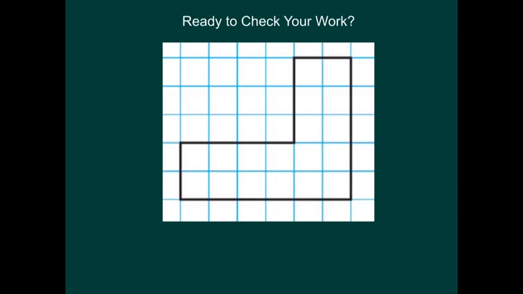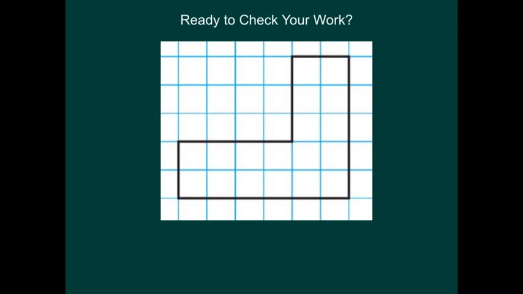To find the area of this figure, you should have started by dividing the figure into two smaller rectangles. You could have chosen to divide the figure this way, creating a smaller rectangle on the top and a larger rectangle across the bottom. Or you could have divided the figure here.